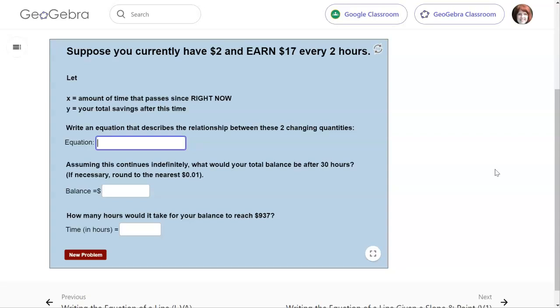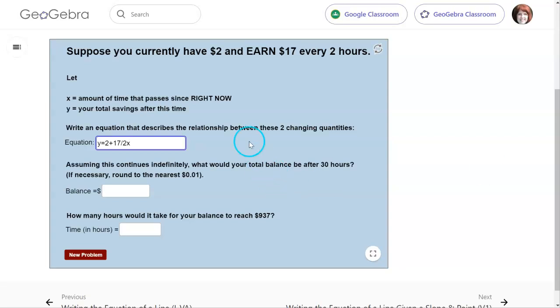So I'm going to go ahead and type this in. And what's cool about this problem is they can really type it in any way that they want. If it's equivalent, it will accept it. So I'll show you what I mean. So they start with $2. The total is going to have the $2 in there, plus they will earn more, so they're going to get $17 divided by 2. So that means each hour is half of 17. So dollars per hour. And then they'll put the x for the amount of time from right now.